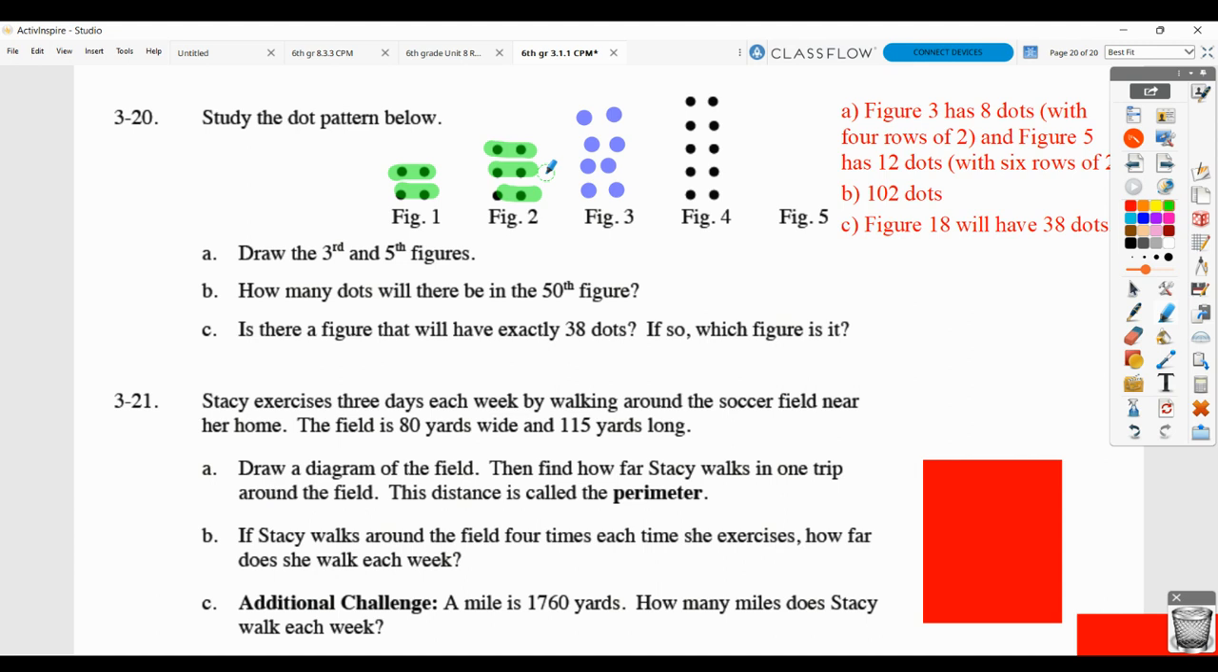So the 50th figure would have 51 rows of 2, which is 102 dots. Again, explain that, don't just put an answer. And then, is there a figure that would have exactly 38 dots? Yes, figure 18 would have 19 rows of 2 dots. 19 times 2 gives you 38.